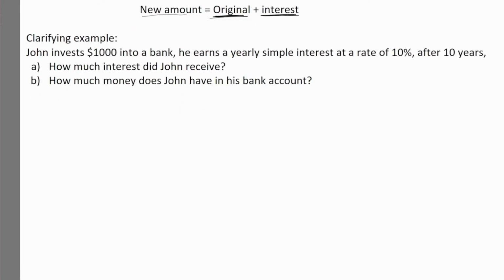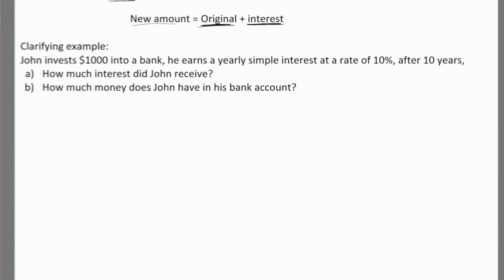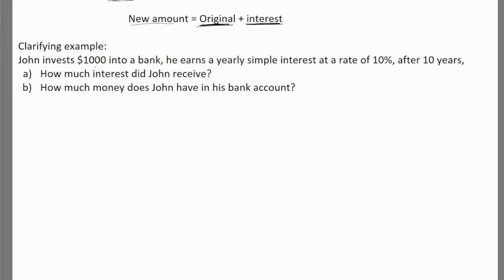Let's take a look here. John invests $1,000 into a bank. He earns a yearly simple interest rate of 10%. And after 10 years, how much interest did John receive? Okay, so this right here is P, the original amount. And this is R, 10%. And those are the years, T. Okay? So in part A, the question is asking about the interest that John received.